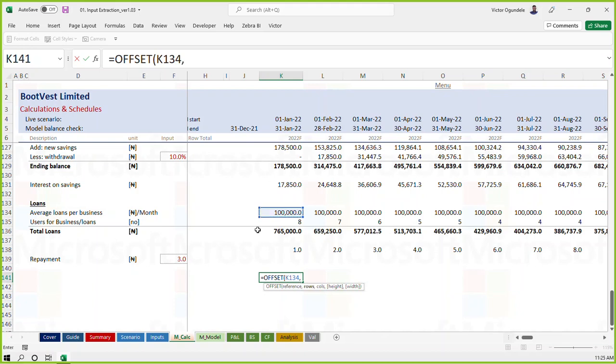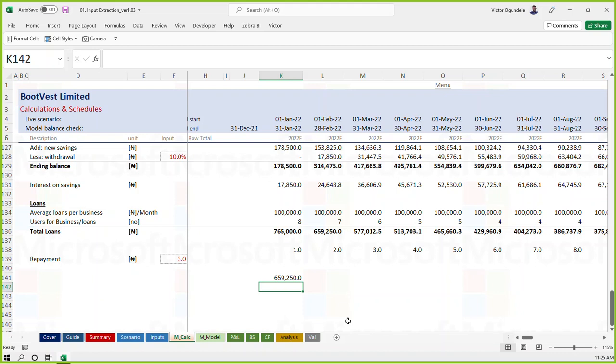So equal to how many rows? 1, 2, 2 rows, comma, then how many columns? It should go 1, 2 again, then I type 2. Then I close the bracket and press enter, and you see what happens. It gives me this. If I ask the column to move only by 1, it will give me the 659.